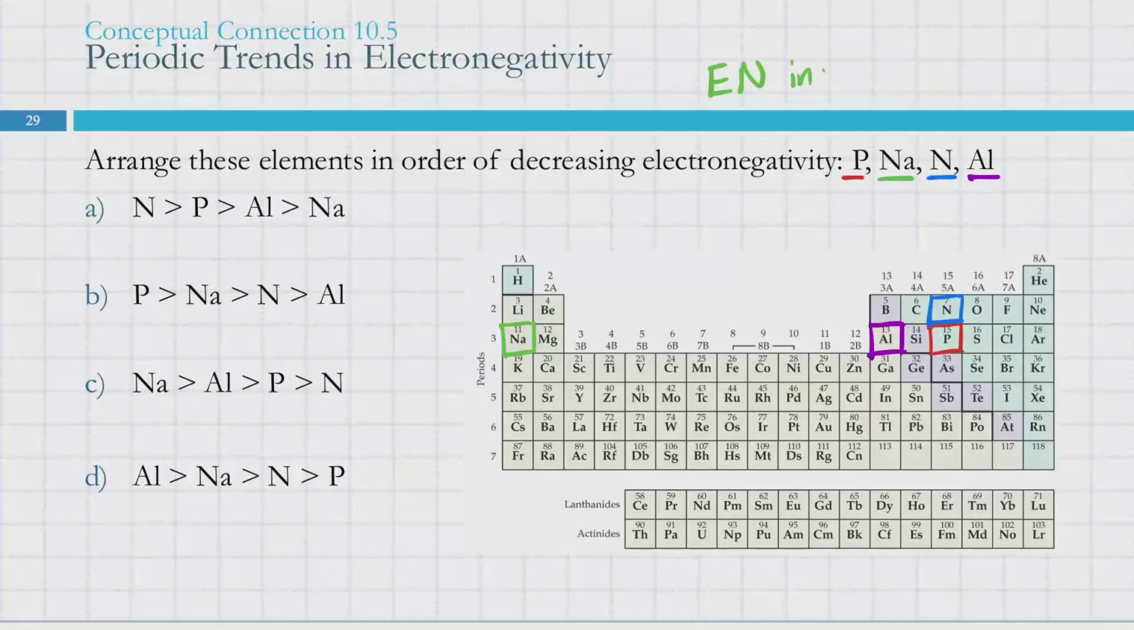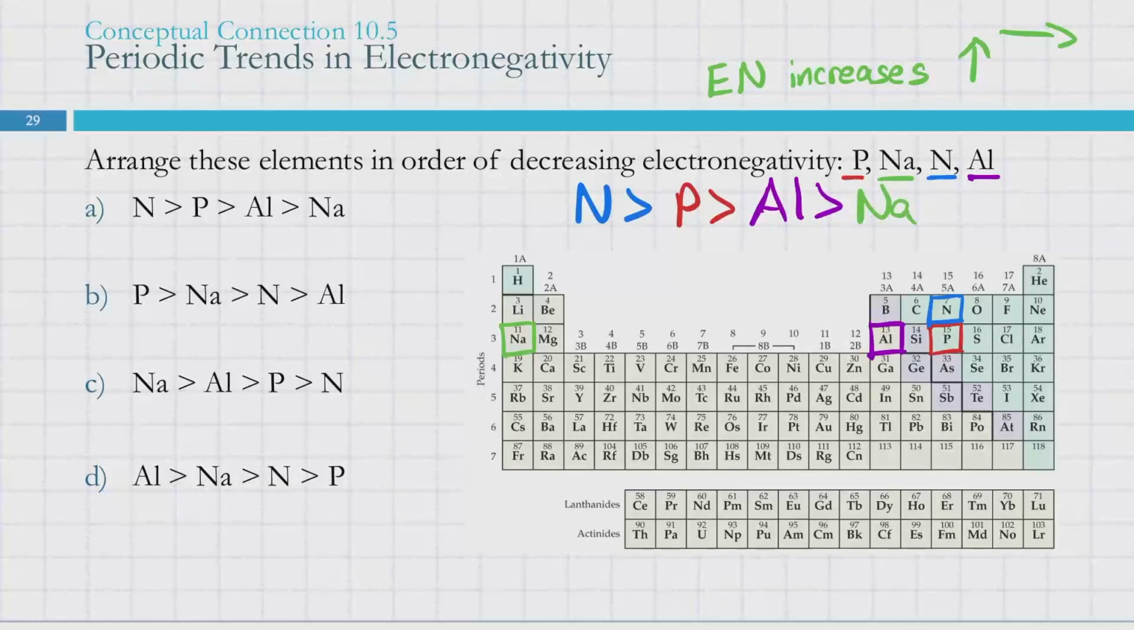So fluorine's the highest. Everything else sort of cascades down from fluorine. Electronegativity generally increases up and to the right. So we're essentially just looking at what's closest to fluorine. What's closest to fluorine? Nitrogen. Then what's next? Phosphorus. And then aluminum. And lastly, sodium. So we would be picking A.